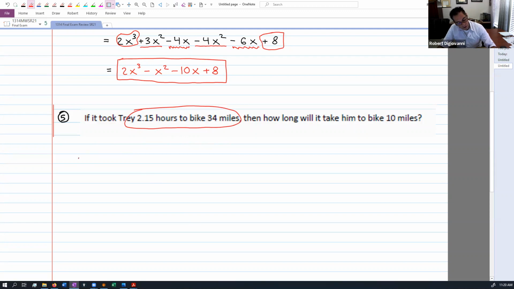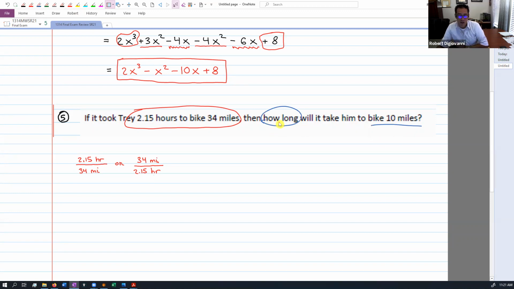We have that in 2.15 hours, Trey can bike 34 miles. Or you could look at it the other way around. Trey can go 34 miles in 2.15 hours. So you get to choose here which one of these you're going to use. Now the question is, how long will it take him to go 10 miles?